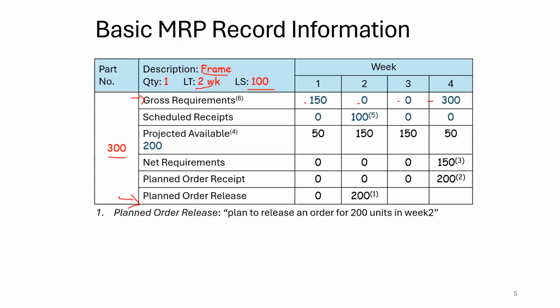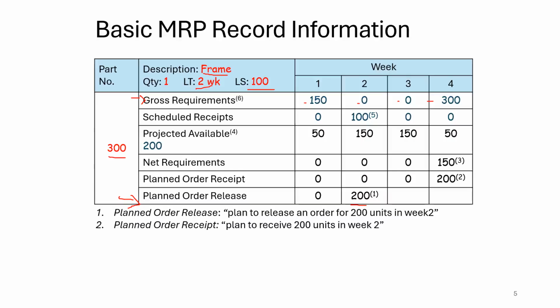With respect to how we got these numbers and how we determined that if we order 200 in week 2, we'll be able to satisfy the gross requirements, we'll take a deeper look into those calculations in the next slide. But right now, we need to understand that planned order release is basically telling us when we need to place the order for the components and how much, so that we satisfy our gross requirements.